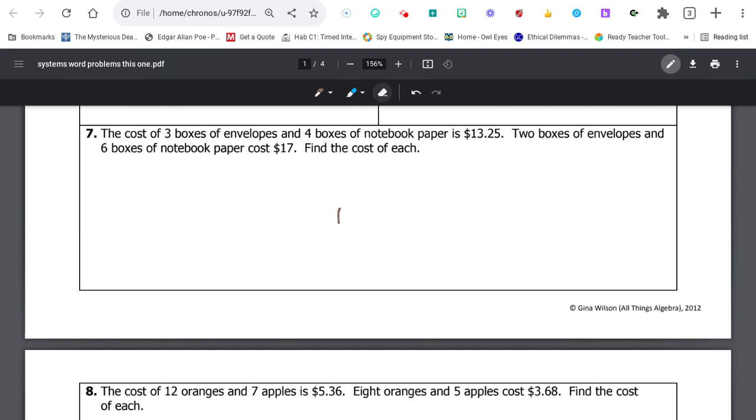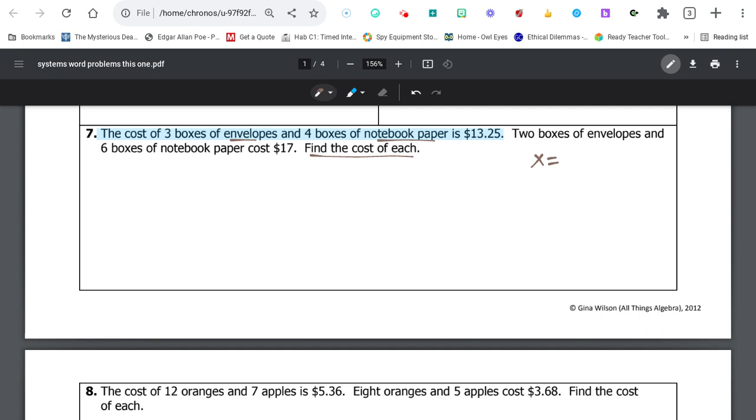Okay, so let's take a look. Let me erase this, guys. Let's start off with equation 1. This is going to give us equation 1. And let's take a look at it. So 3 boxes of envelopes and 4 boxes of notebook paper. Well, we don't know. It says find the cost of each. We know the cost of neither.